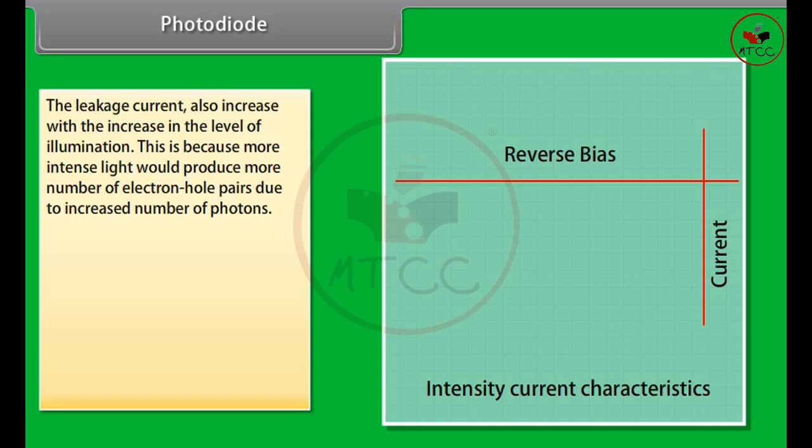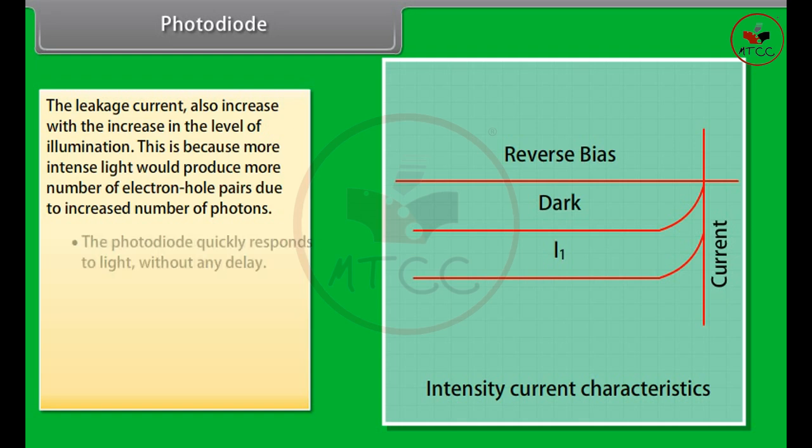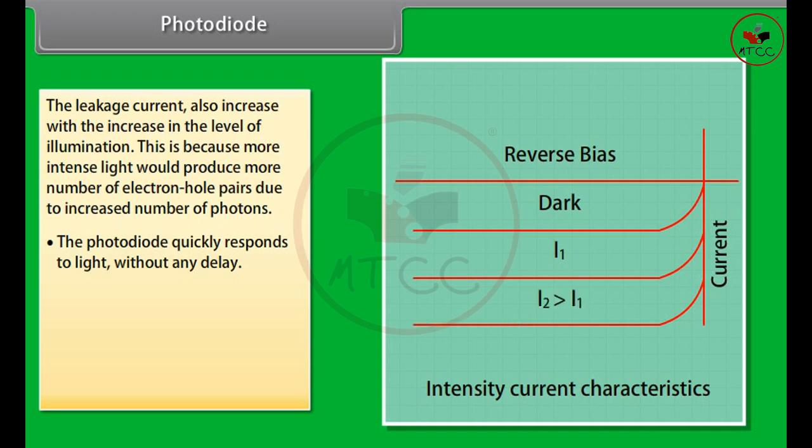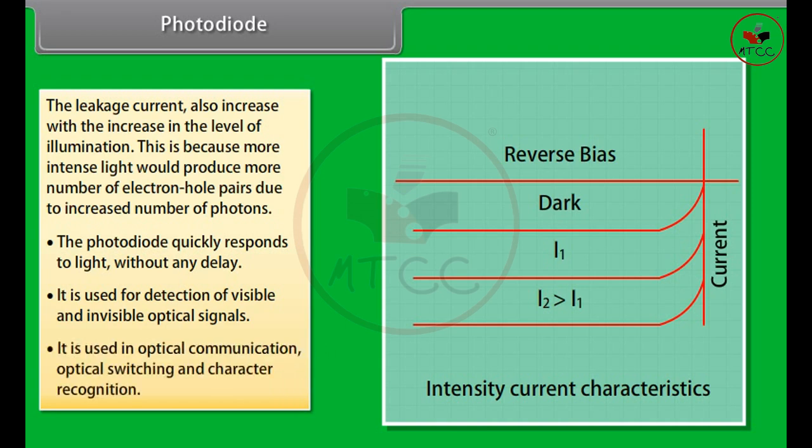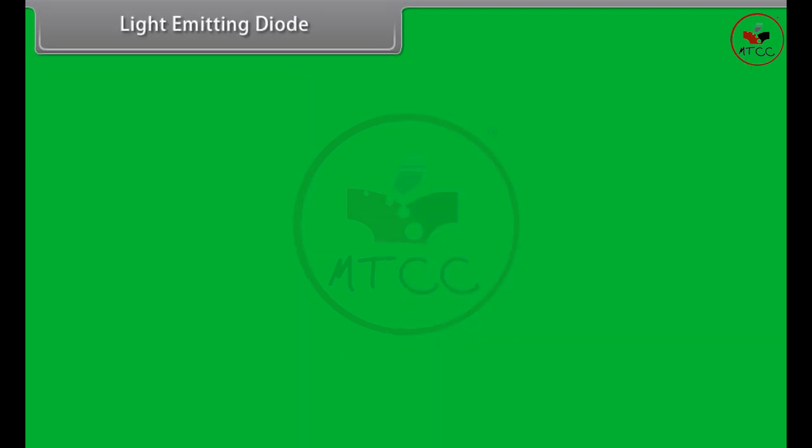The leakage current also increases with the increase in the level of illumination. This is because more intense light would produce more electron-hole pairs due to the increased number of photons. The photodiode quickly responds to light without any delay. It is used for detection of visible and invisible optical signals. It is used in optical communication, optical switching and character recognition.